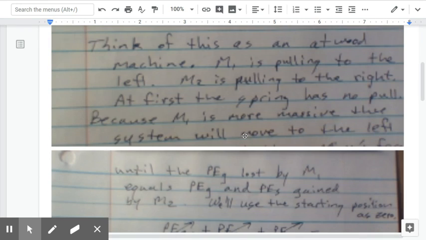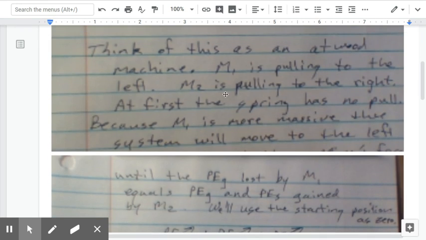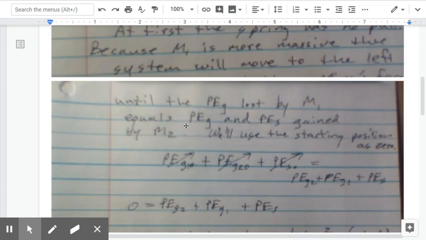So this is similar to when we were working with Atwood machines earlier. We can think of this as an Atwood machine, and we have M1 pulling to the left and M2 pulling to the right. And at first, the spring has no pull. Because M1 is greater than M2, the system is going to move to the left until the potential energy lost by M1 equals the gravitational potential energy and spring potential energy gained by M2. We'll use the starting position as 0. So all of that was stated earlier.